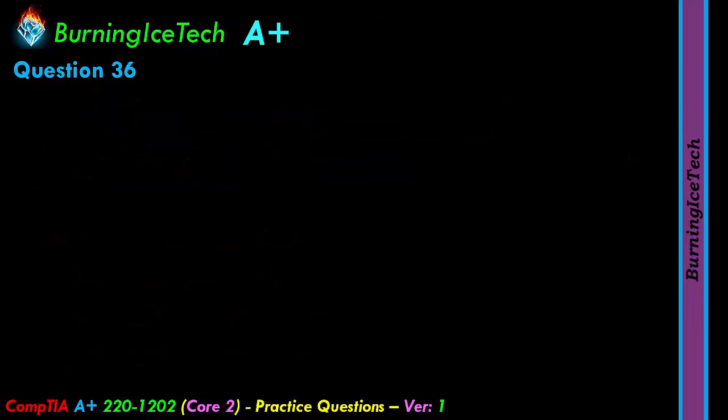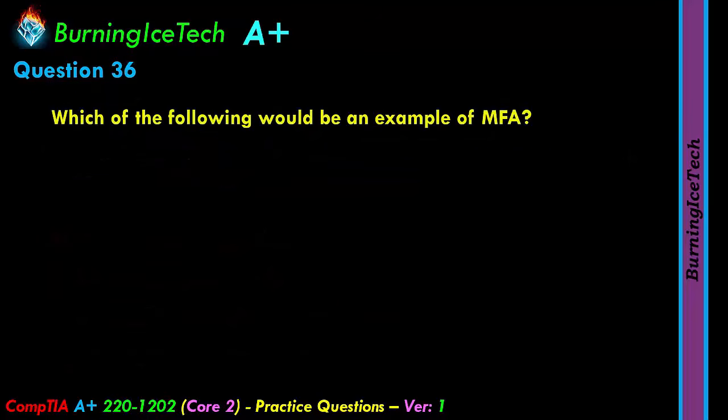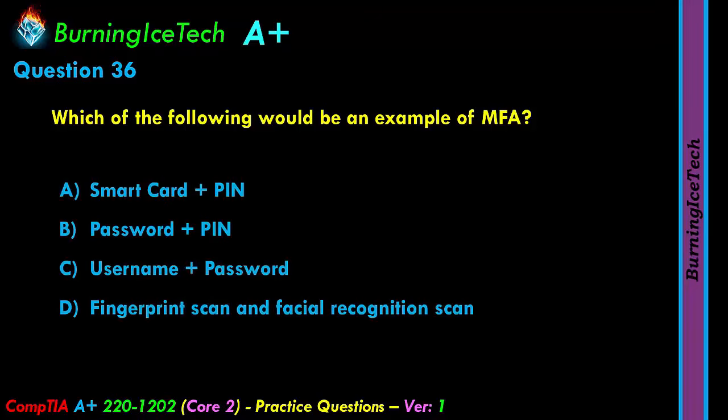Moving on to question 56, folks. Which of the following would be an example of MFA? In other words, multi-factor authentication. Now, before we go and tackle these possible answers, guys, remember, authentication is to prove you are who you claim to be or what you claim to be. So if I say multi-factor authentication, I'm basically asking you to prove in more than one category, or should I say more than one factor, that you are who you claim to be.